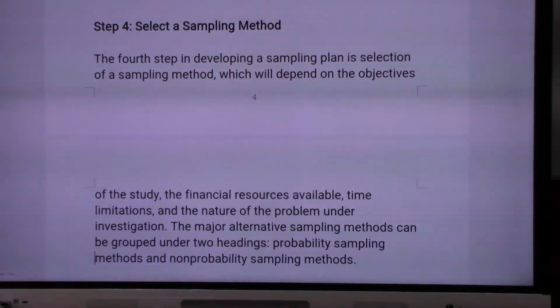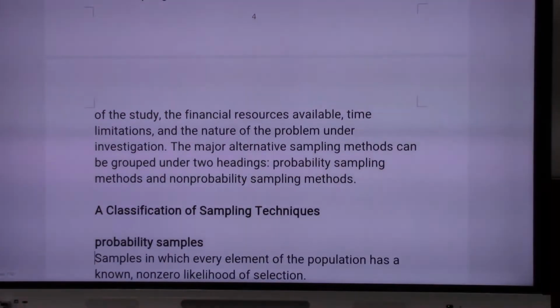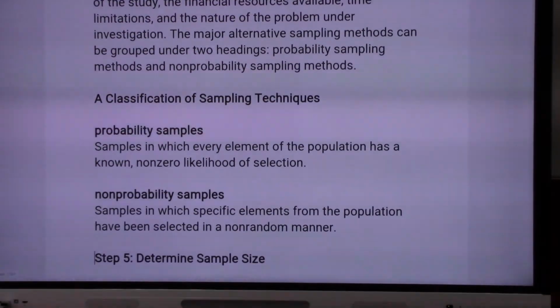The major alternative sampling methods can be grouped under two headings: probability sampling methods and non-probability sampling methods. These are two broad categories of sampling methods. Each of these categories contains a large number of sampling methods, as we will discuss later.